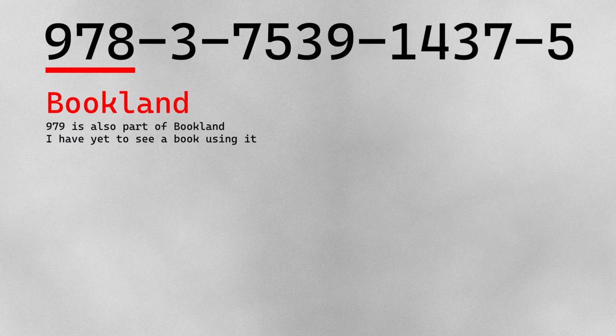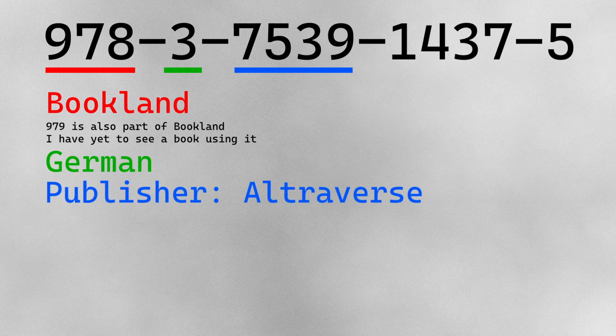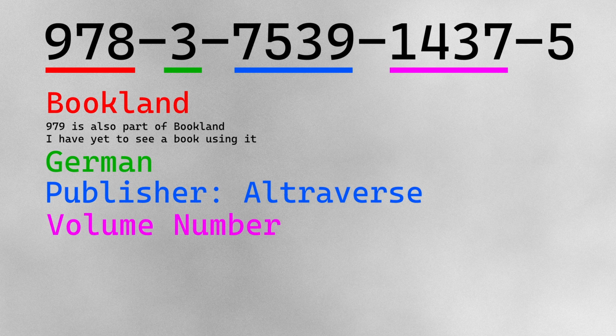Once we see this code at the beginning, we can assume that we have to read the EAN-13 with the ISBN specification in mind. The next 1 to 5 numbers designate the language of the work. In this example, the 3 designates a German book. A varying amount of numbers after that represent a publisher. In this case, the publisher, Ultraverse, has the publisher number 7539. All remaining numbers, except the last one, represent the volume number. The publisher is free in designating this one. The last digit is a checksum, which is calculated using the previous 12.